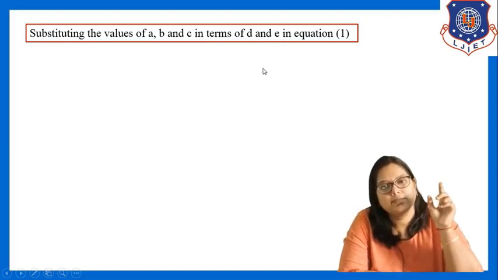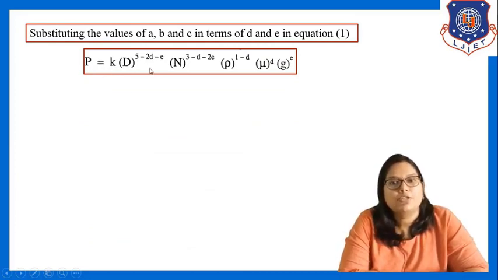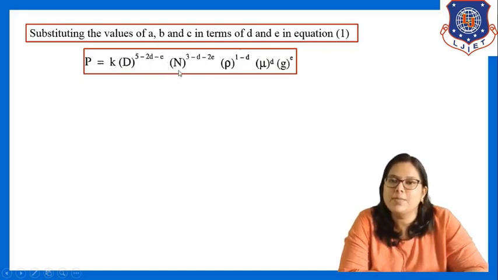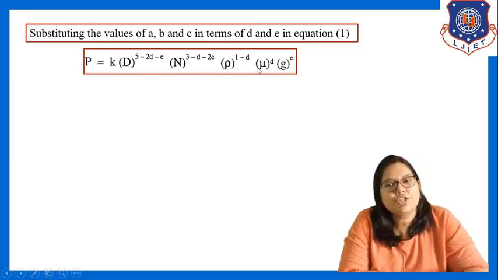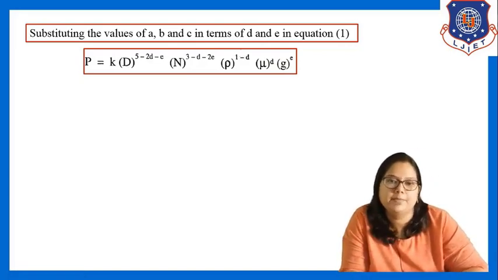Substituting the value of a, b, c in terms of d and e in equation number 1. So what will happen? See, p is equal to k, d raised to a. So now what is a? 5 minus 2d minus e, n raised to b. What is b? 3 minus d minus 2e. Rho raised to c. What is c? 1 minus d. U raised to d as it is, d raised to e as it is. So now all these variable exponents are in terms of d and e only.